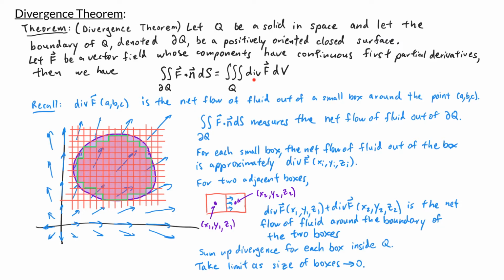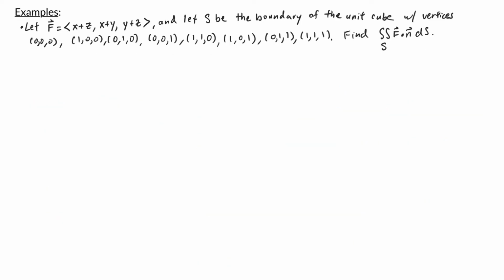So when I sum up the divergence for every point within Q, I'm going to end up with the net flow of fluid across the boundary of Q. And that's the flux of F over the boundary of Q. So that's the rough idea of why this theorem is true. Now let's look at some examples. So in this example, we have the vector field F with components x plus z, x plus y, and y plus z. And let S be the boundary of the unit cube whose vertices are listed there.